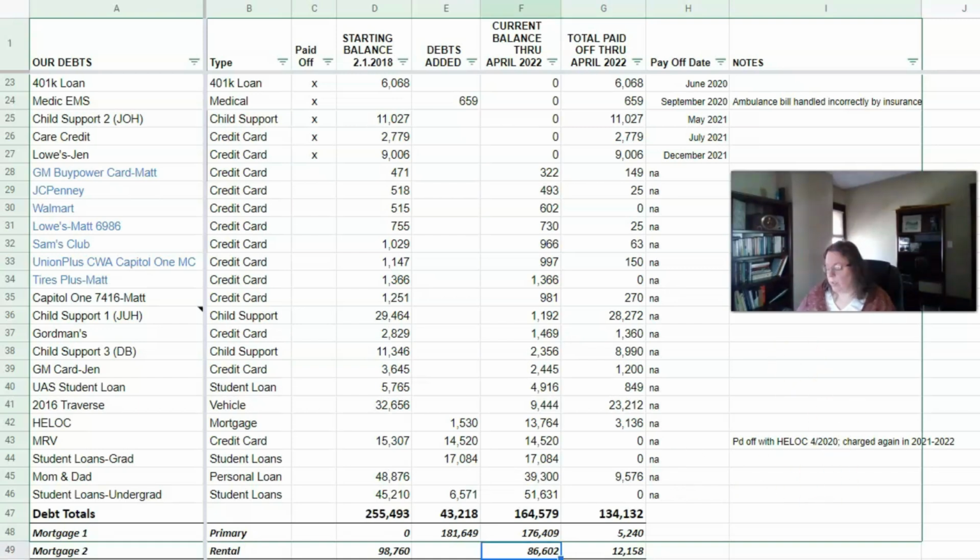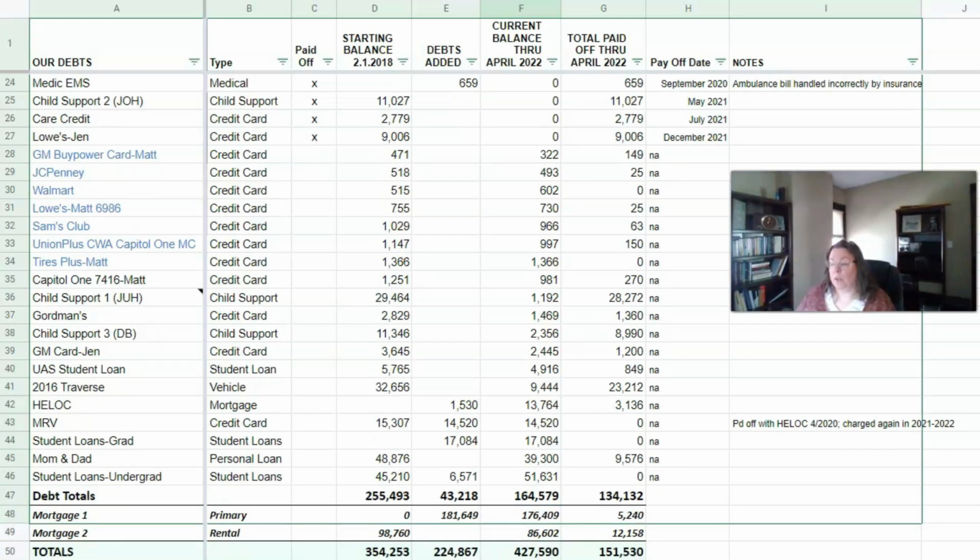If you add all of these three numbers together, that brings you to $427,590 in debt that we have. So 164.5 of that is non-mortgage consumer debt, and then the rest is the mortgages. And when you add in what the mortgage payments have been, we've paid off $151,530. So this is our snapshot of where we are.